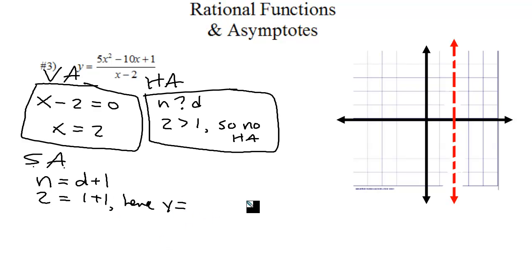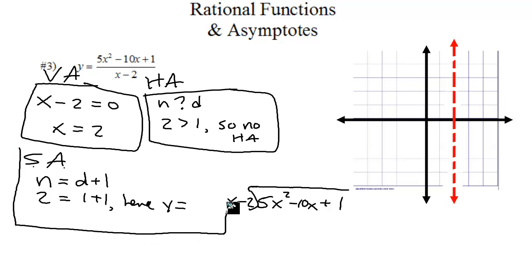To figure out what that is, we take our numerator and divide it by our denominator. And whatever we get, however many times this goes into this evenly, that's what y is equal to. How many times does x go into 5x squared? Well, it goes into it 5x times. Then take 5x times x, we get 5x squared.